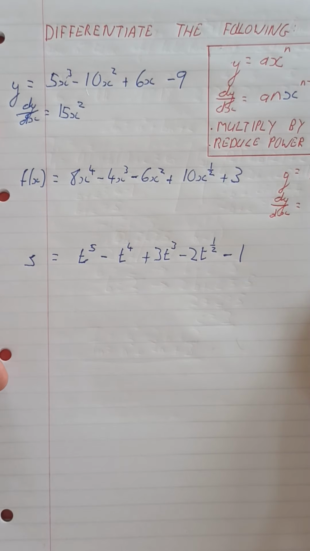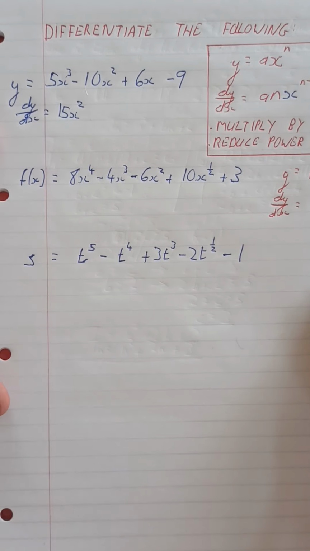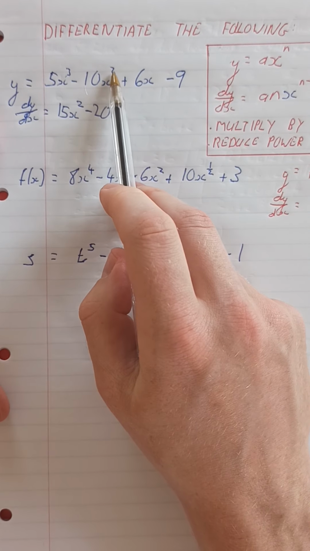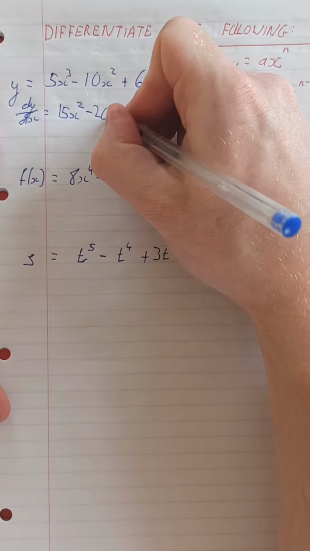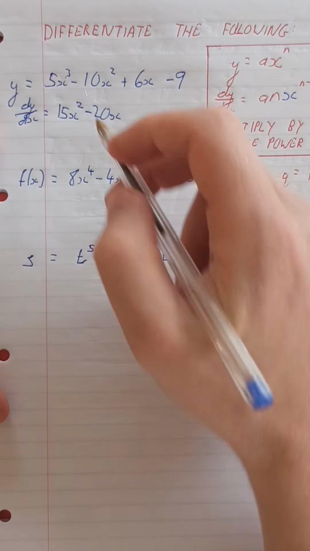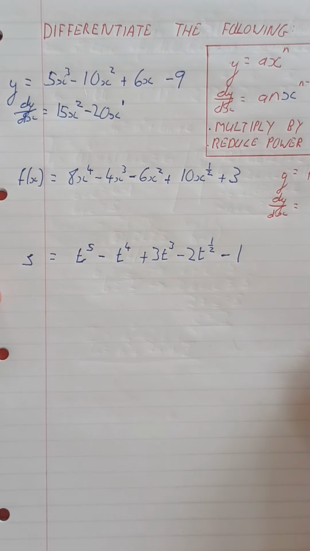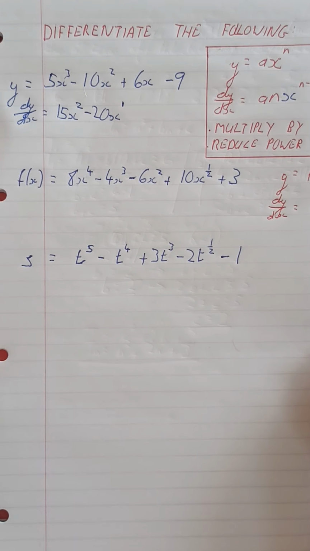Next one now. Remember, multiply by the power. So 2 times minus 10 is minus 20. And 2 minus 1. I could write x to the power of 1 here, but you never really write x to the power of 1. So just for this example, I will leave it.